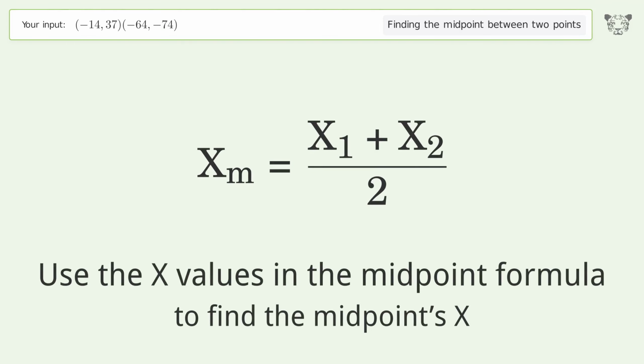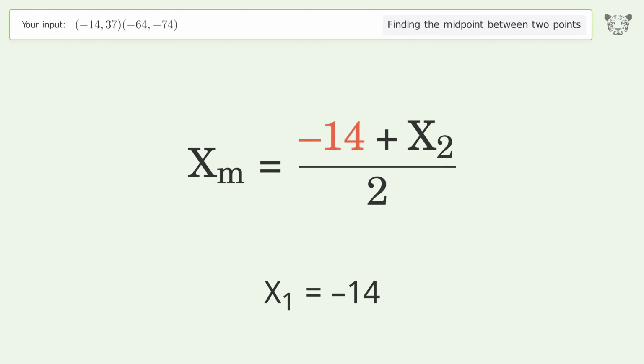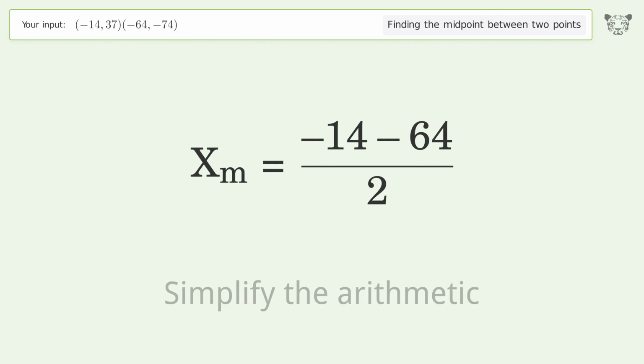Use the x values in the midpoint formula to find the midpoint's x. x1 equals -14. x2 equals -64. Simplify the arithmetic.